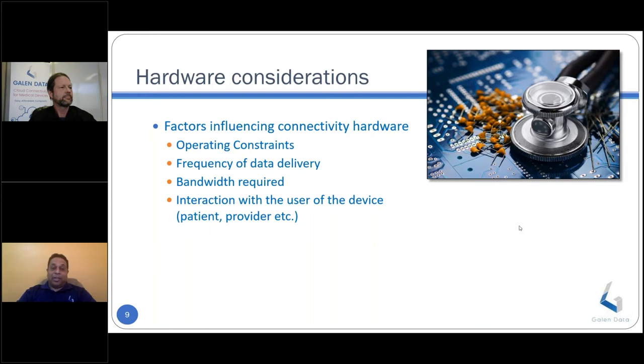And then lastly, interaction with the user. Is your user interacting directly with the device? Are they interacting with the screen? Is there a display? Is data stored locally so it can be displayed there? Or does the data need to be fetched from some remote place to be displayed to the user? What kind of interaction do they need? All of this will come into play as you consider your hardware factors that influence connectivity.